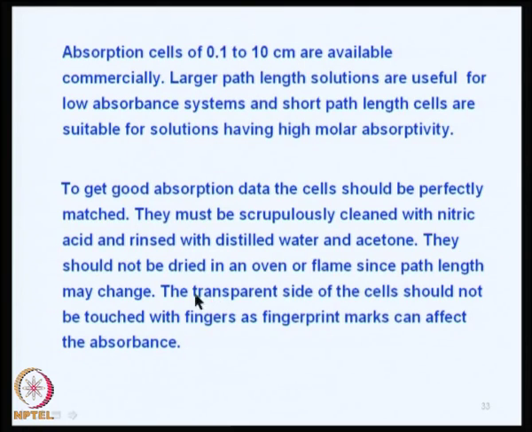As a rule, you should never dry the absorption cells, quartz cells or glass cells for that matter, and plastic also, polystyrene, you should definitely not be drying them in an oven. The transparent side of the cells should not be touched with fingers, as fingerprint marks can affect the absorbance. This I have already explained to you, and that is all I can tell you about absorption cells. There is nothing much to tell, but once you start using them, you would really feel that you will learn all these things automatically.